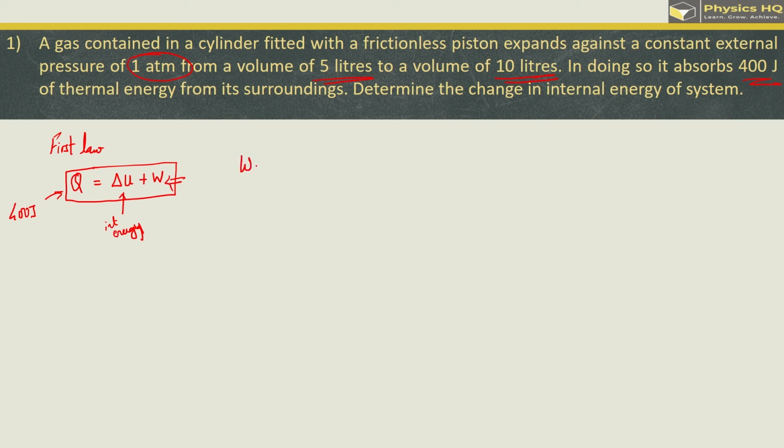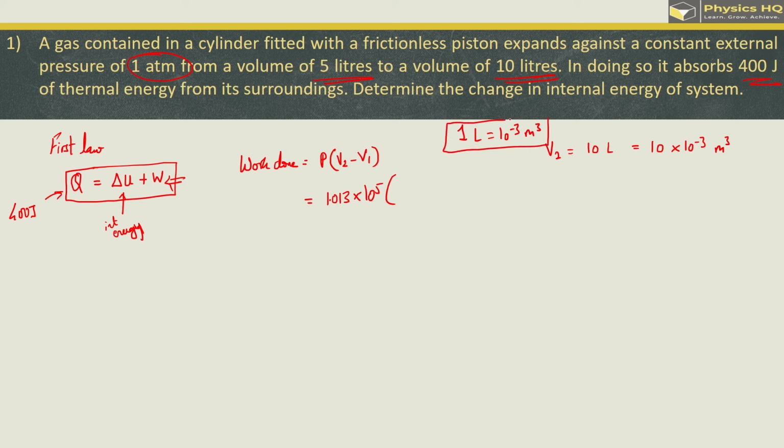So work done is calculated by the formula P into V2 minus V1. P into change in volume. Pressure over here is 1 atmosphere. We all know that 1 atmosphere is 1.013 into 10 raised to 5. Final volume V2 is given as 10 liters, and liters can be converted into meter cube by multiplying it with 10 raised to minus 3. Please remember this, 1 liter is 10 raised to minus 3 meter cube. This is the SI unit that we'll be using for calculation. Similarly, V1 is given as 5 liters, so it will become 5 into 10 raised to minus 3 meter cube.